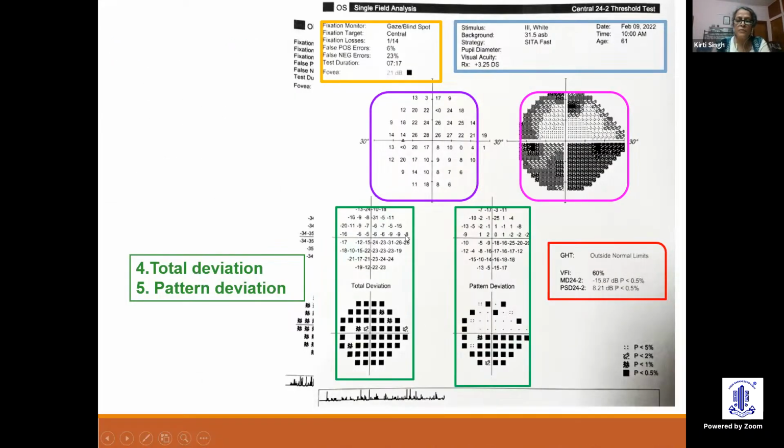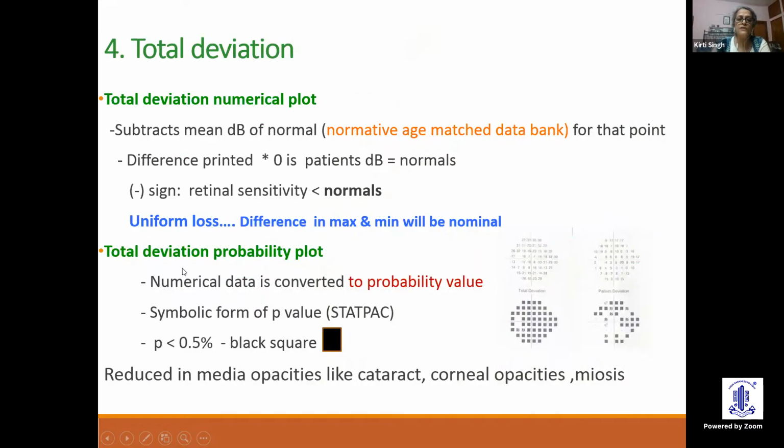Next, the more important ones are the total deviation and the pattern deviation, numerical and plots. What is the total deviation numerical plot and the total deviation probability plot? From the normative age-matched data bank, for that point, it subtracts the mean decibels and the difference is printed. So this is the difference. If the number is 0, that means the patient is normal, with no difference from normal. A negative sign means that this patient is lesser than normal.